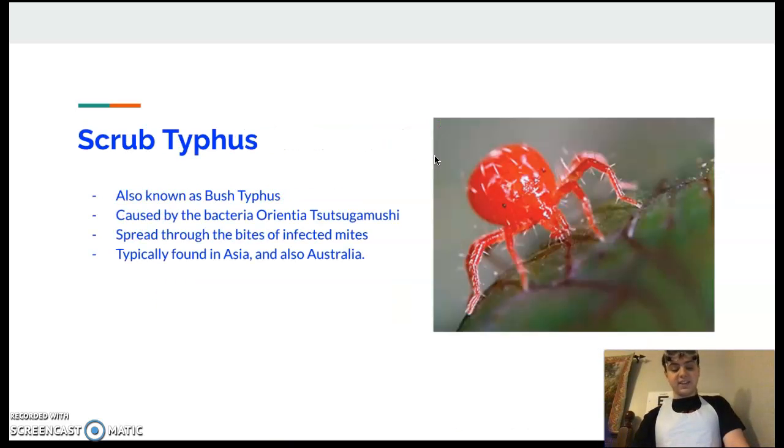And then now we have the second kind. This kind is known as bush typhus, or scrub typhus, and it's caused by the bacteria Orientia tsutsugamushi. It's spread through the bites of infected mites, which are known as chiggers, and they're typically found in Asia and also Australia, which was interesting to note.